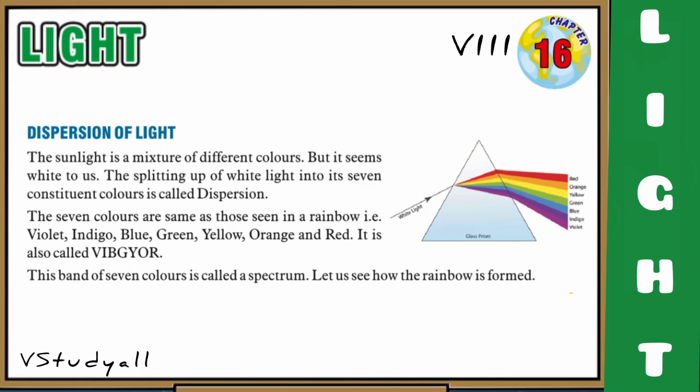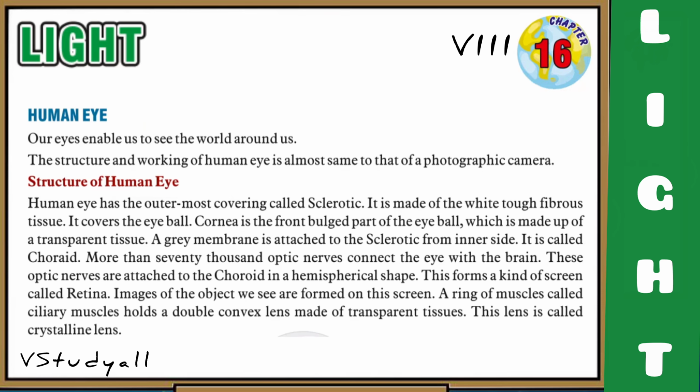Okay. Now we will move to another topic, that is the human eye. Our eyes enable us to see the world around us. The structure and working of the human eye is almost the same as that of a photographic camera. Structure of the human eye: the human eye has an outermost covering called the sclerotic. It is made of white tough fibrous tissue. It covers the eyeball. Cornea is the front bulged part of the eyeball, which is made up of transparent tissue.